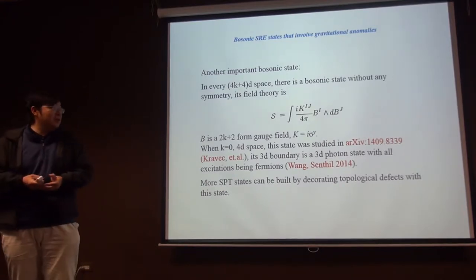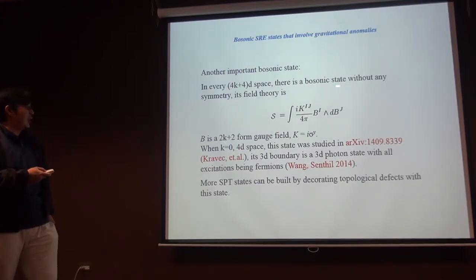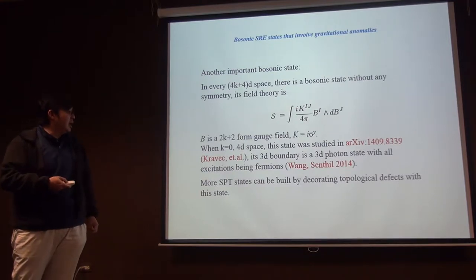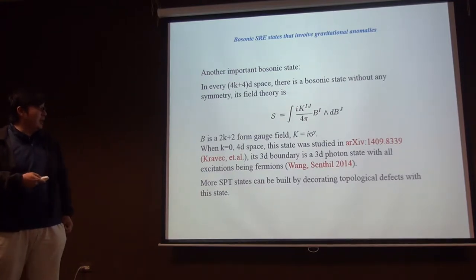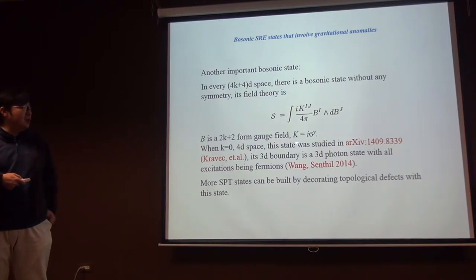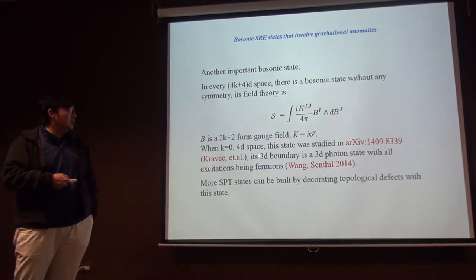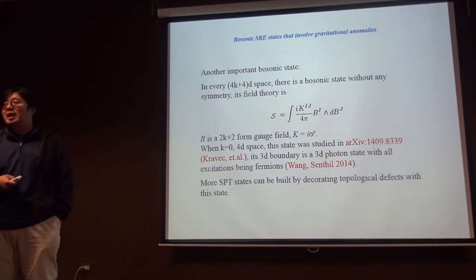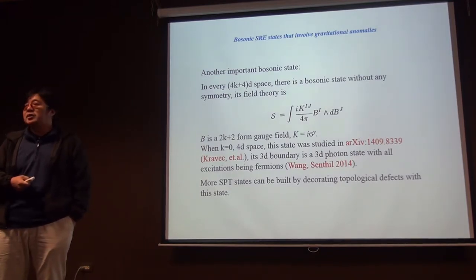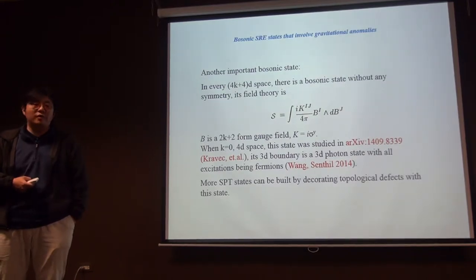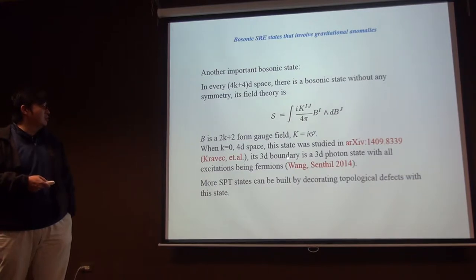Okay? And actually, when K equals 0, this theory was carefully studied by this paper, and Brian Swingle is one of the authors. They studied this state with K equals 0, and the boundary of this state is a 3-dimensional photon state with all excitations being fermions, which means that the monopole and the charge and ion are all fermions. And this all-fermion state was first discovered by Wang and Cenke. Okay, and they wrote down the field theory for such a state.